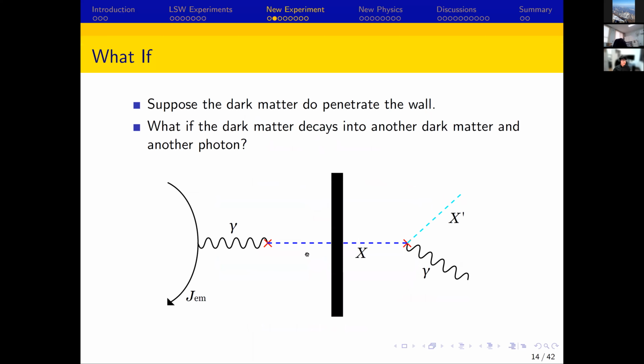The motivation of our research can be summarized in one sentence. What if the dark matter decays to another dark matter and a photon? Look at this figure, this Feynman diagram.